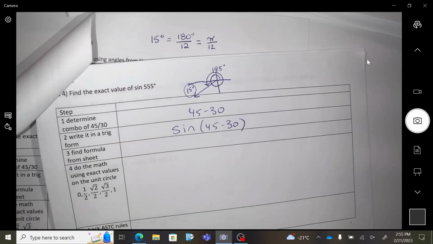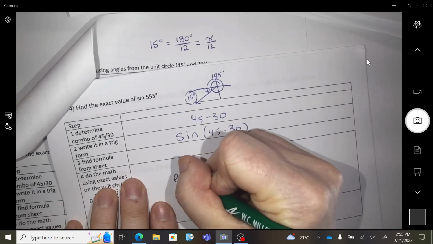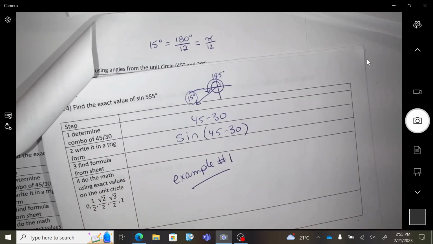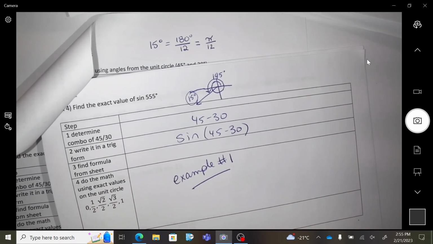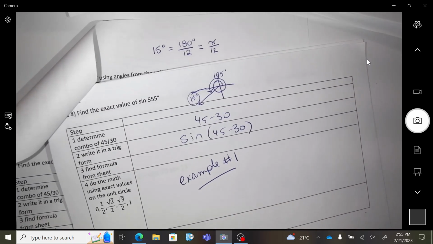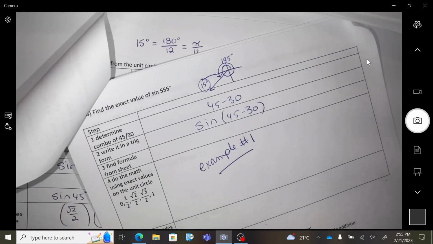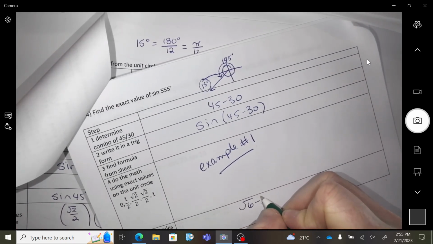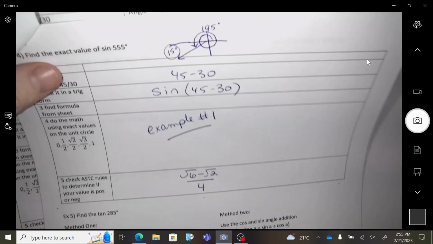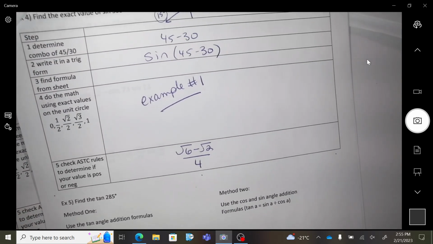Are you okay if we just say example number 1? We did all this work before, so I'm just going to say look at example number 1. What did we write? Root 6 minus root 2 over 4. This is all we did in example 1 because we had the exact same question.